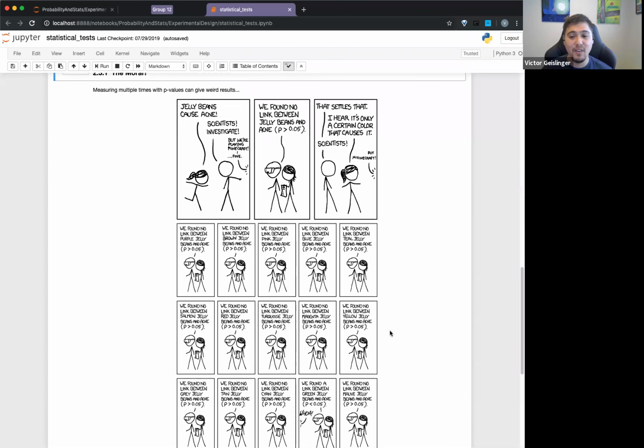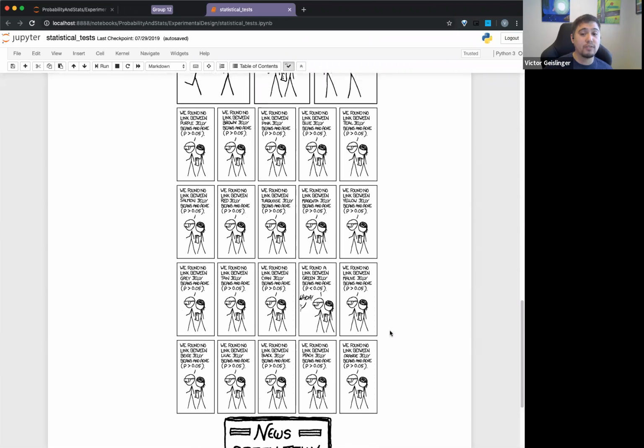Then they do the same study over and over for every color. They try it with purple jelly beans, brown jelly beans, pink jelly beans, blue jelly beans, all this stuff. You see p greater than 0.05, p greater than 0.05. And then they try it with green jelly beans and see a p-value less than 0.05. And you're like, oh, cool. That means there's an effect here.